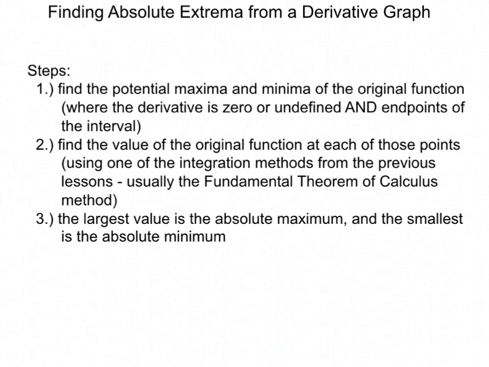Then, normally we would plug all those things in. In this case, we're going to have to find the value of the original function by using the integration methods from yesterday, the fundamental theorem of calculus, to evaluate the original function. And then just looking at them and saying, the largest value is the absolute maximum, the smallest value is the absolute minimum. I've got one graphical example of this, so we'll look at that right now.